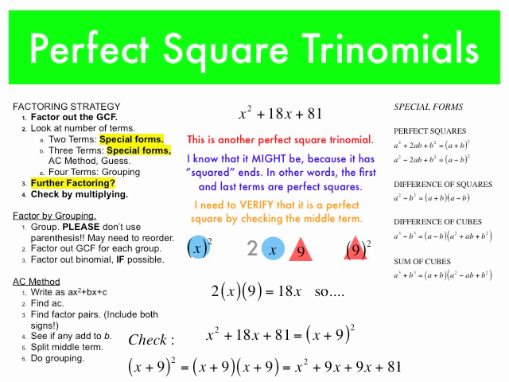I would check it by writing x plus 9 squared as x plus 9 times x plus 9, and FOILing it out. And I do get x squared plus 18x plus 81.